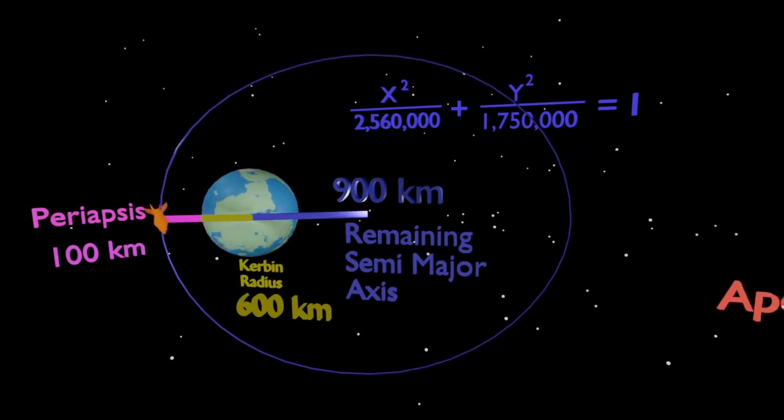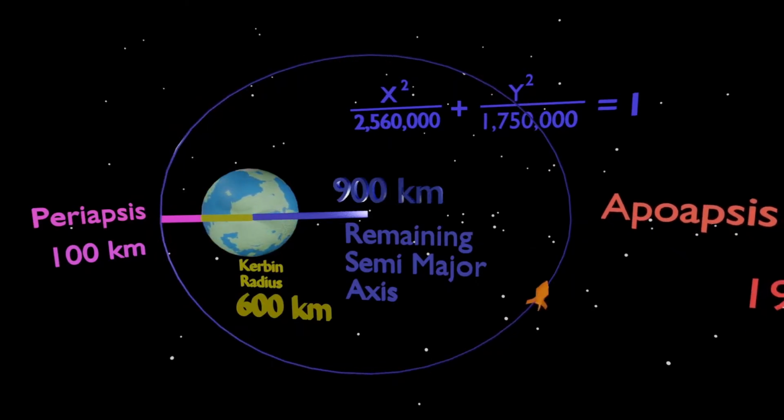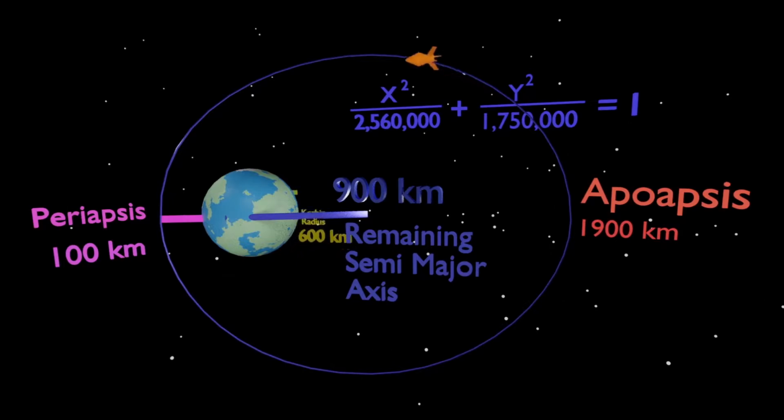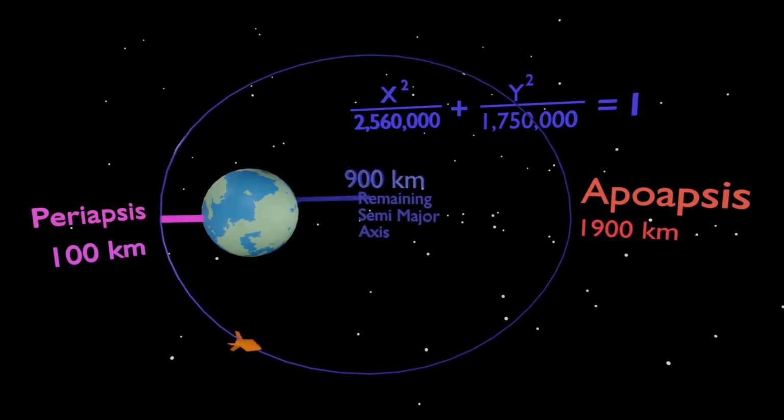If all goes well, when we put this into the program, we should have achieved exactly a 1900 kilometer apoapsis, which is the furthest distance that the ship should get at any point during its orbit around Kerbin.